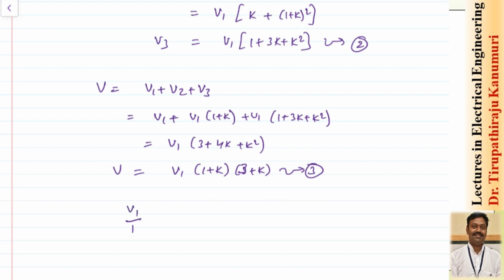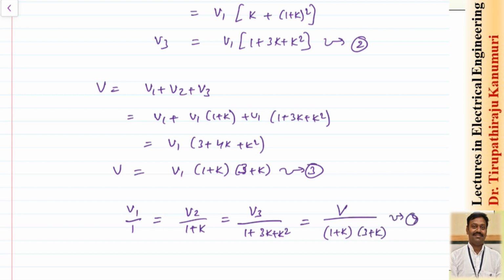V1 divided by 1 is equal to V2 divided by 1 plus K is equal to V3 divided by 1 plus 3K plus K square. This will be equal to the total voltage divided by 1 plus K into 3 plus K. This is the way the voltage is divided across your string of insulators.